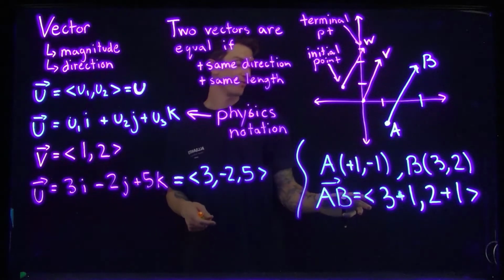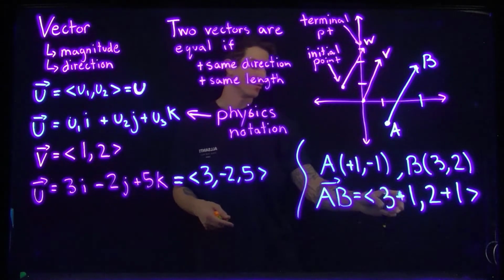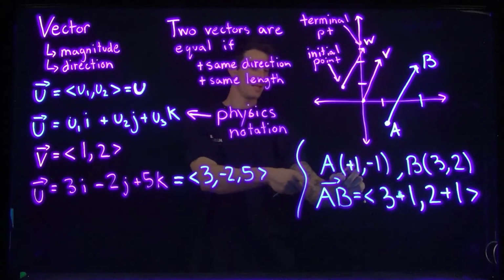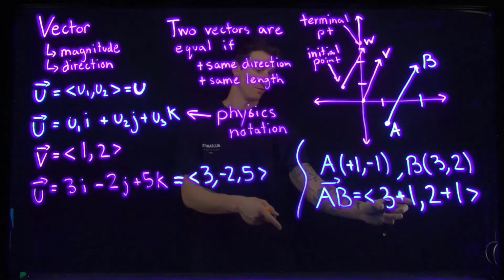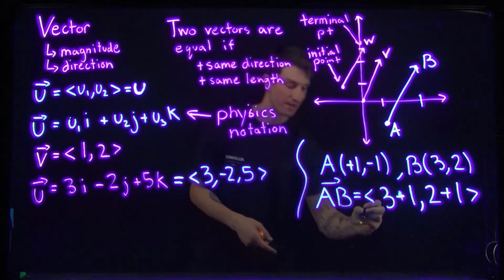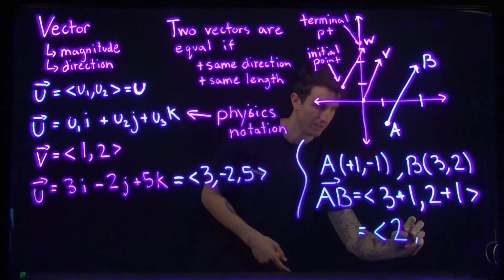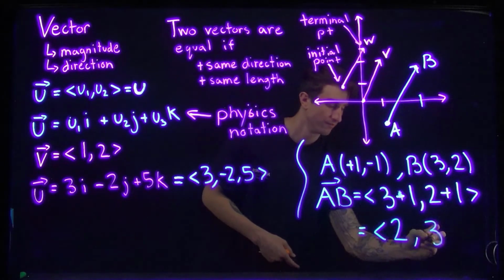Okay, so when we go to find the vector connecting these two, we do our terminal point, which is 3, minus our initial point, which is 1, +1. So now we have 2, comma, 3.